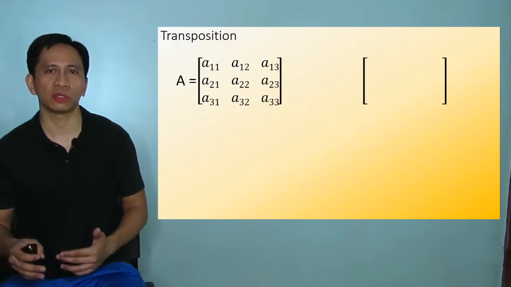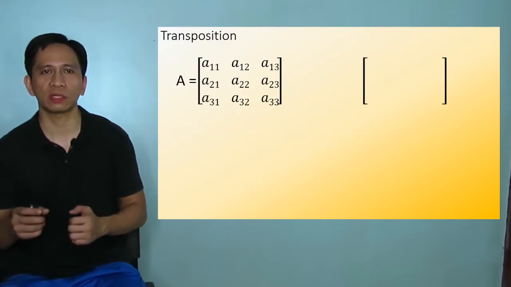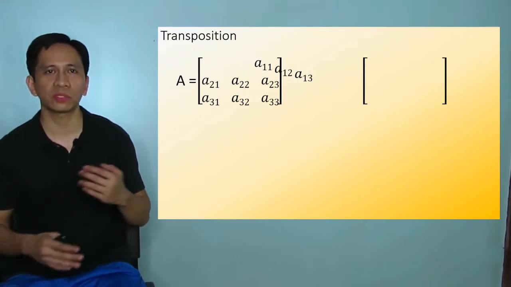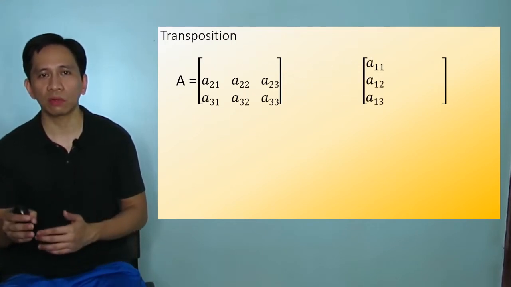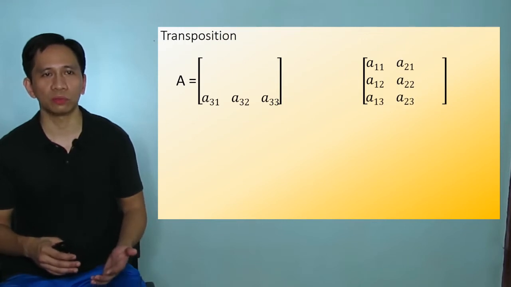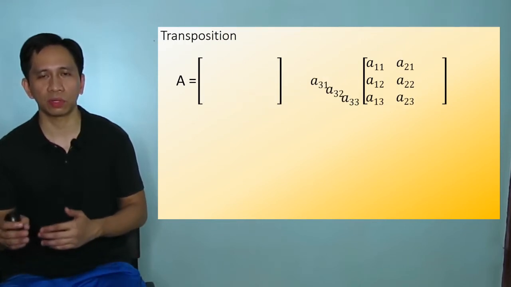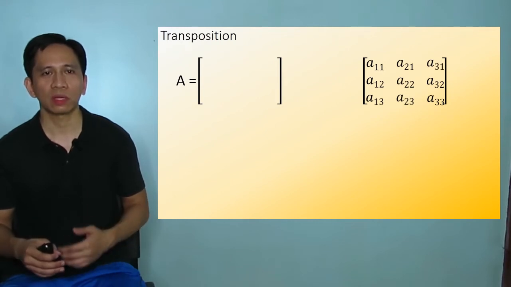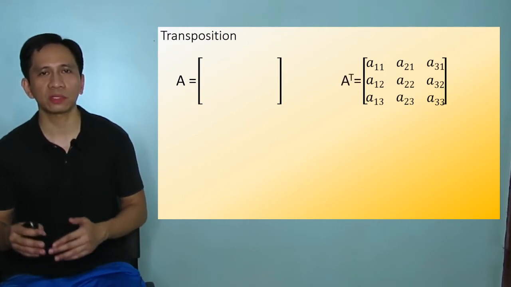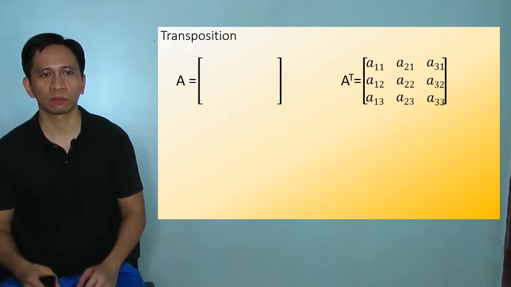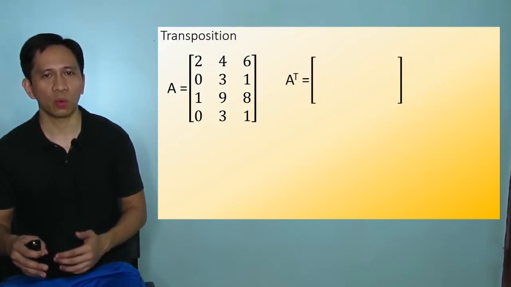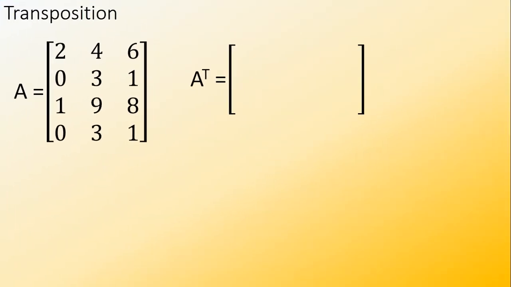Matrix transposition is a process of interchanging the entries of a matrix such that the first row becomes the first column, the second row becomes the second column, the third row becomes the third column, and so on until the last row. It is written as matrix A raised to T. For example, given matrix A, what is A transposed?